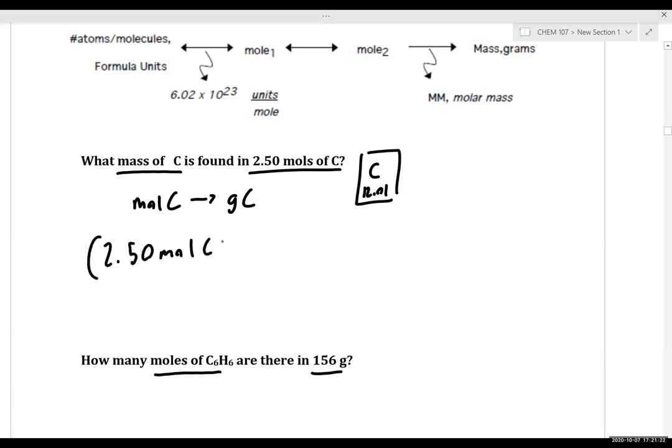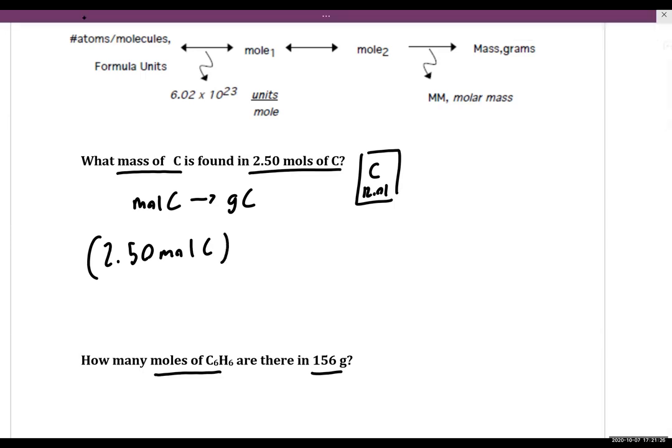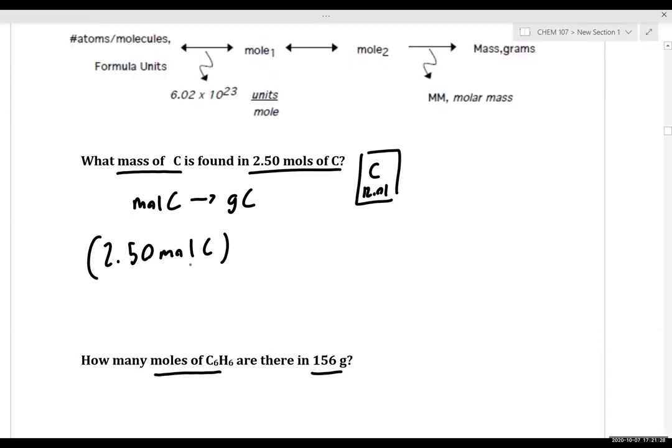2.50 moles of carbon, and just as a side note, based on this, I really want you to specify your units, not just moles, but moles of carbon. And that's so that way we keep things perfectly organized when we start to deal with mole to mole conversions. So if we have 2.5 moles of carbon, we multiply by our molar mass, which is 12.01 gram per mole.